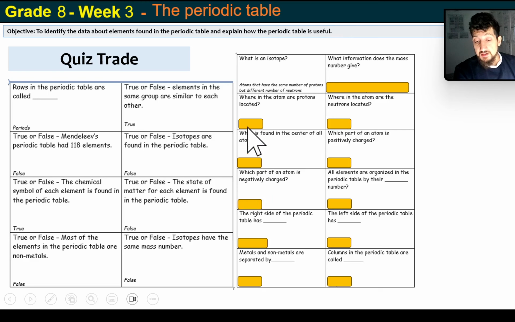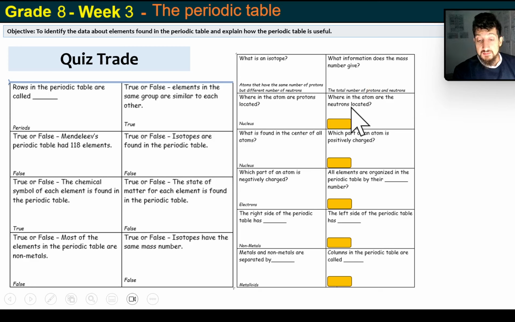Okay. Where in the atom are protons located? In the nucleus. What is found in the center of all atoms? The nucleus. Which part of an atom is negatively charged? Hopefully you know by now that it's the electrons. The right side of the periodic table has non-metals or metals? It has non-metals. Metals and non-metals are separated by metalloids. What information does the mass number give you? The mass number is comprised of neutrons and protons.